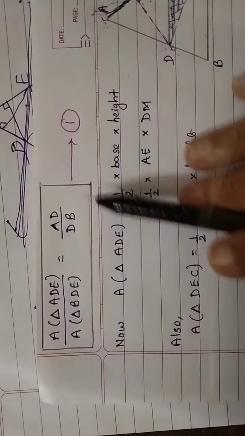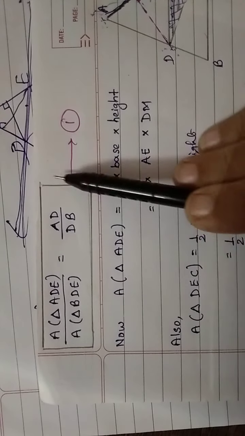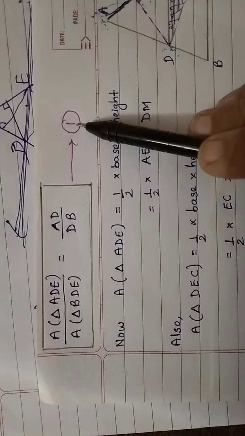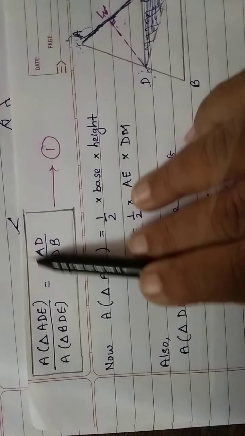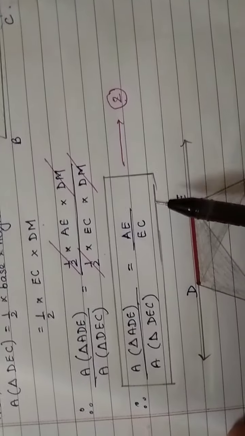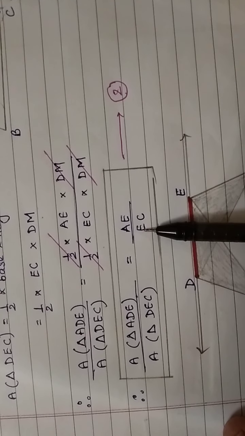Now see, this was my statement number 1: area of triangle ADE upon BDE is AD upon DB. This was my first statement and this is my second statement. In the prove that, this was my left side and this was my right side. So I want to show that my left side is equal to the right side.